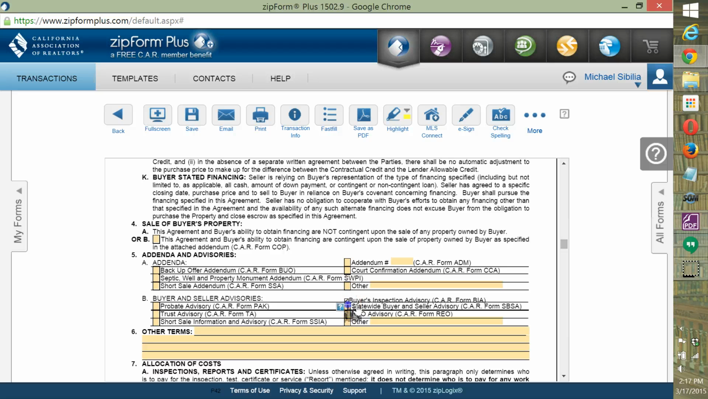The statewide buyer and seller advisory is something that oftentimes the seller, the listing agent, is already going to give you. If not, you might want to check it. If it's not part of the disclosures, you want that in.